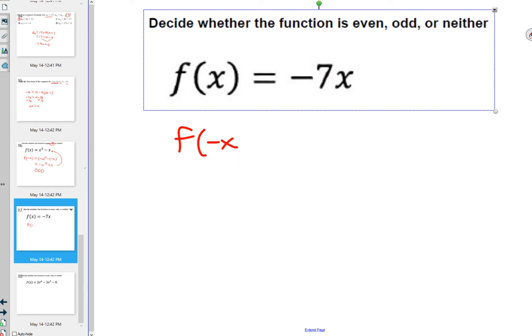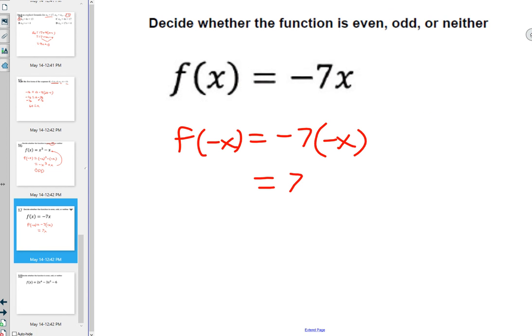Evaluate f at negative x. Negative 7 times negative x is 7x. Did it stay the same? No, the first one was negative, this one's positive, but they're not the same, so it can't be even. Did the signs change? Yeah, there was only one sign and it changed. So this is odd again.